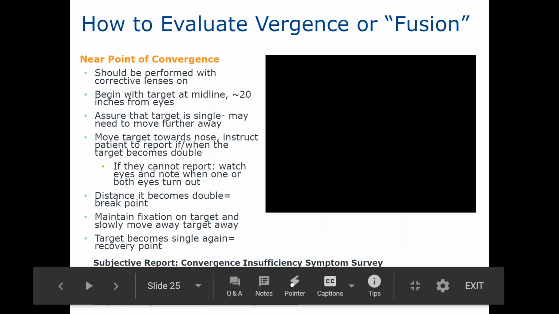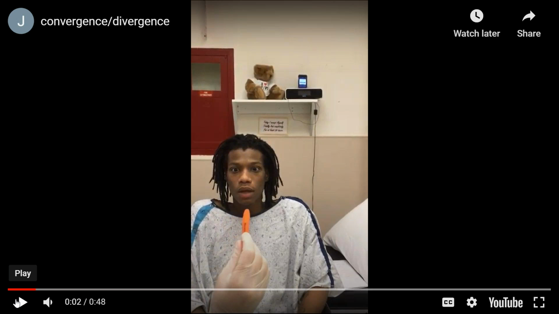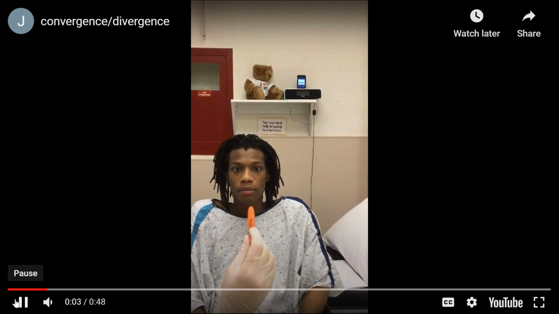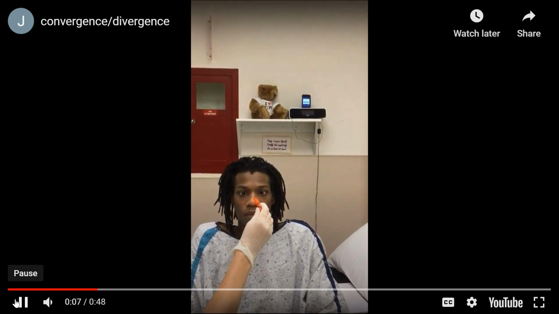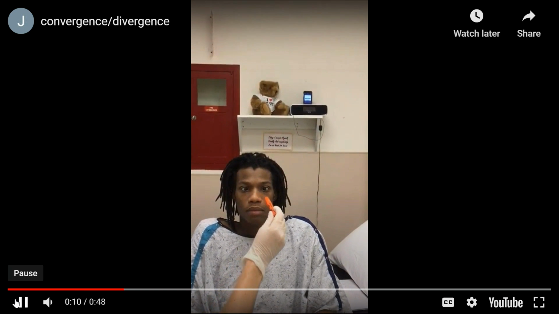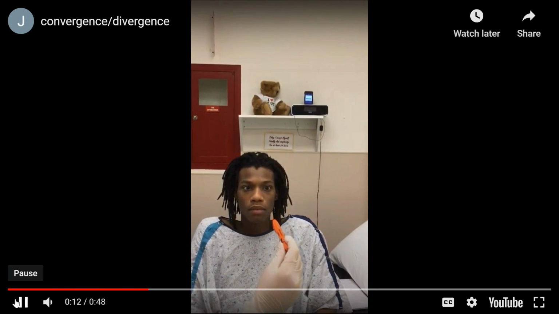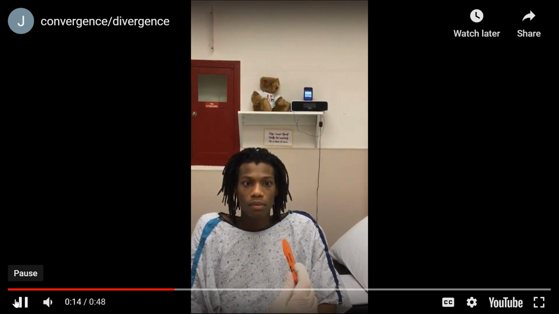This is essentially us evaluating his convergence and divergence. So what we do is we start with a target at about 20 inches from the eyes. We want to make sure that the target starts as single. If it's double, we need to either bring it in or bring it out to make sure that the starting point is single. We're going to move that target in towards their eyes, and we're going to ask them to tell us as soon as it turns double. Now, this is somebody who has a divergence insufficiency.